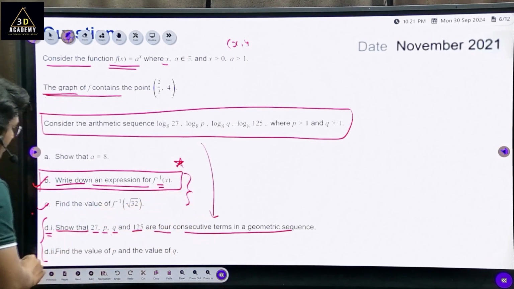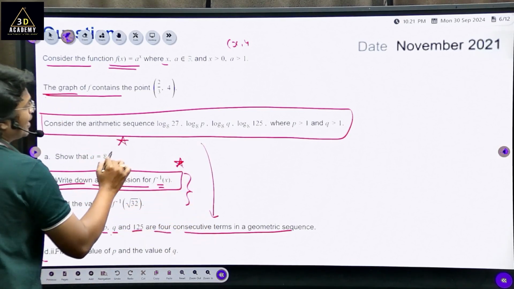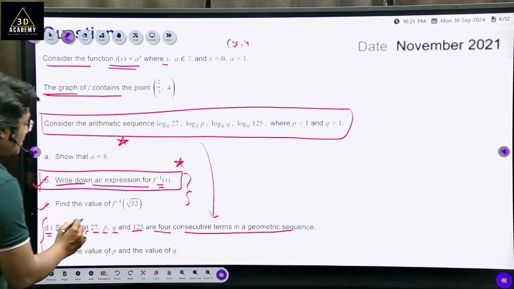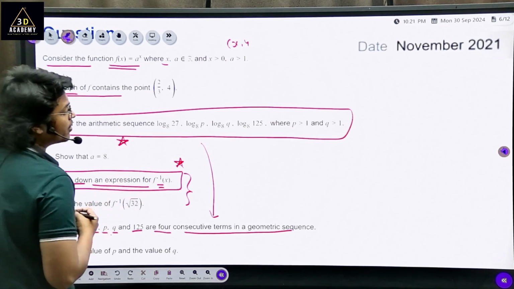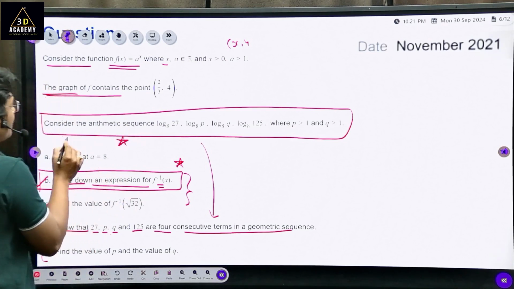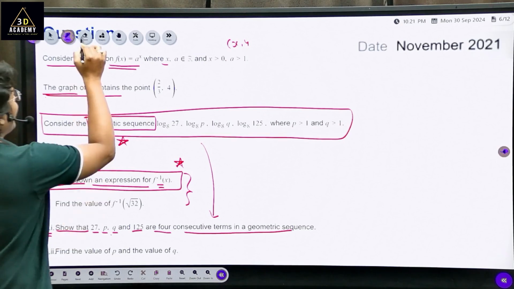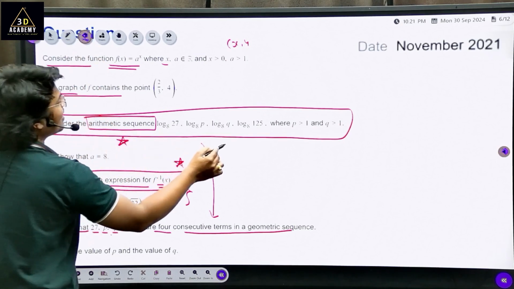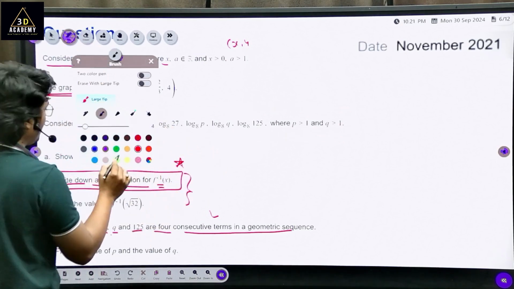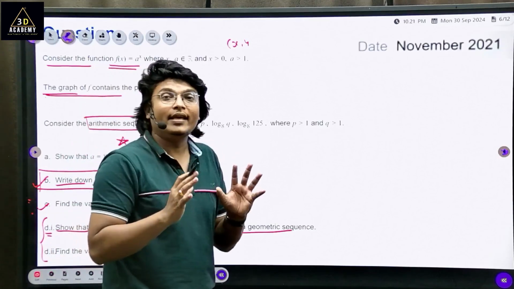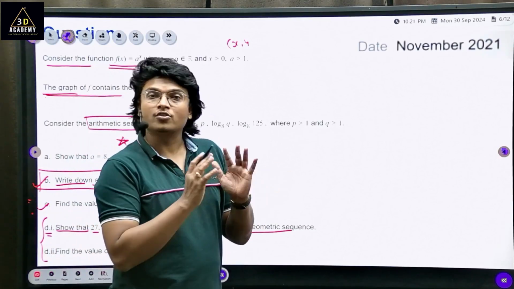See, D1 and D2 can be solved with the help of this part. Okay, fine. Show that 27, P, Q are consecutive terms in a geometric sequence. But what have we been given? We have been given the arithmetic sequence, so we will take help of the arithmetic sequence only. And what we know about an arithmetic sequence is that the common difference is constant.